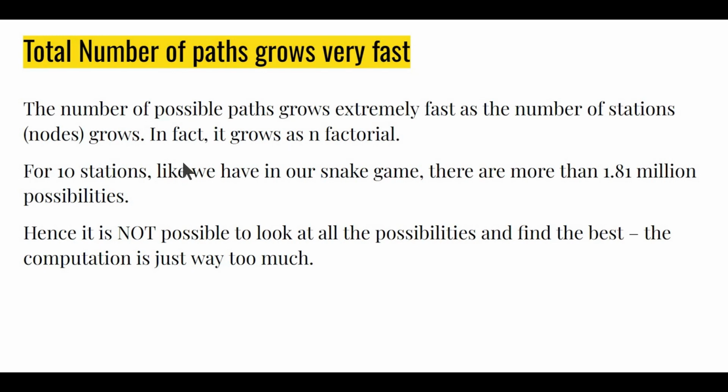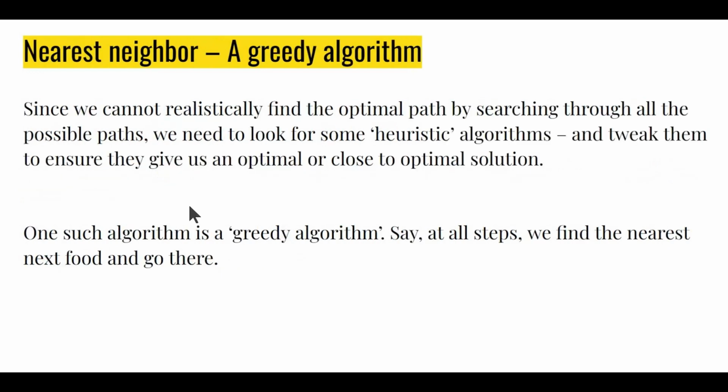Now, what that means, obviously, is we don't give up here. What that means is that we have to think of some algorithms, what we call heuristic algorithms, basically, which we think should be correct, and then probably tweak them to get, let's say, an optimal solution. Now, one such algorithm is called a greedy algorithm. It's actually the nearest neighbor algorithm. Basically, the idea is that at all steps, I find the nearest next food and go there.